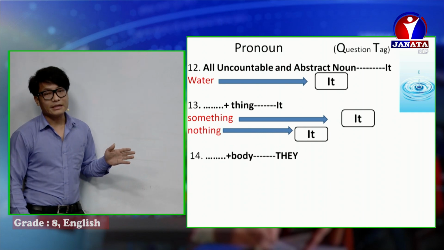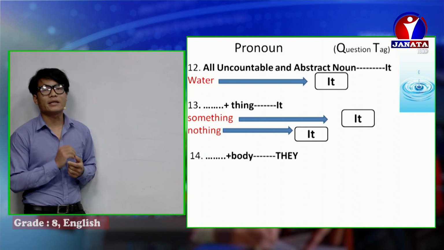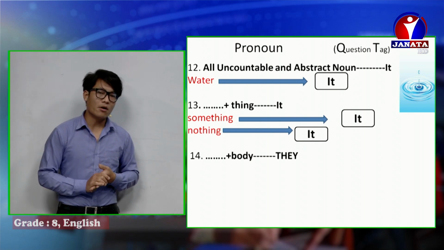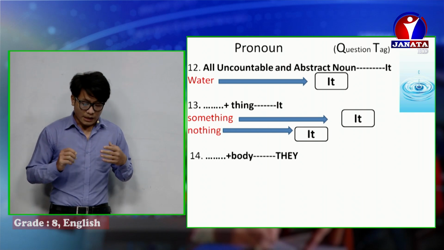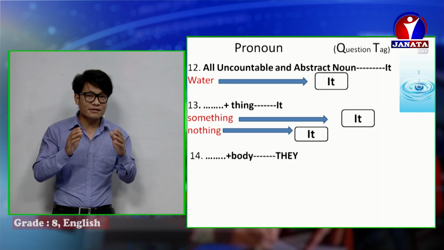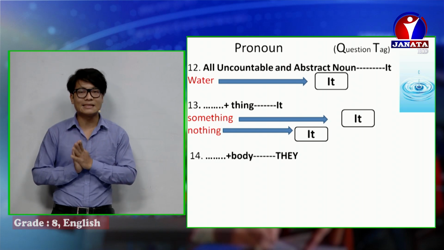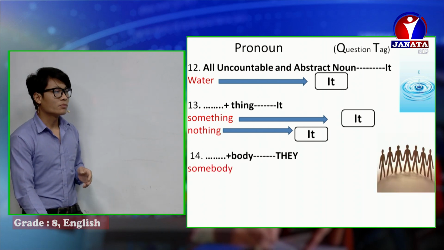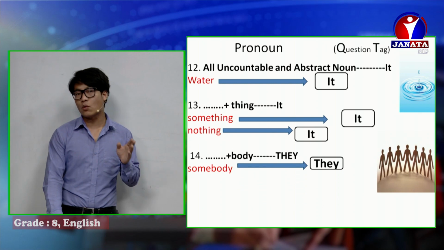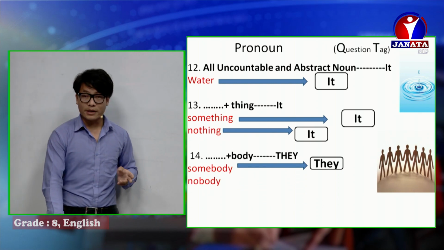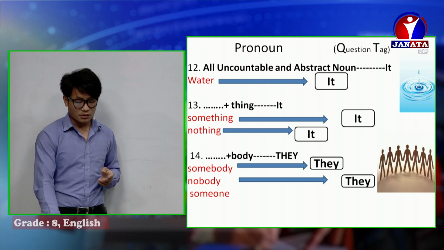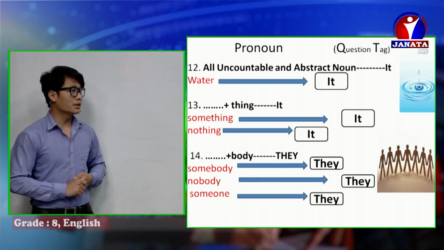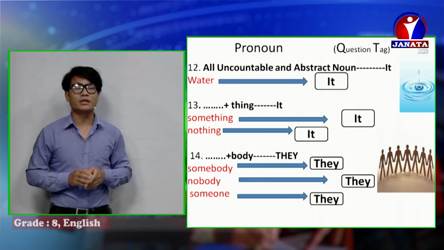Another is a vague subject. In the case of a vague subject, we write "they" as the pronoun. Like the "body" words: somebody, nobody, everybody, anybody, and no one, someone. In the case of a vague subject, we write "they" as the pronoun. Remember this very well. You can see everybody: in the place of everybody, we write "they" as the pronoun. Nobody, they; someone, they. So I have told you about how to change all the nouns into pronouns.